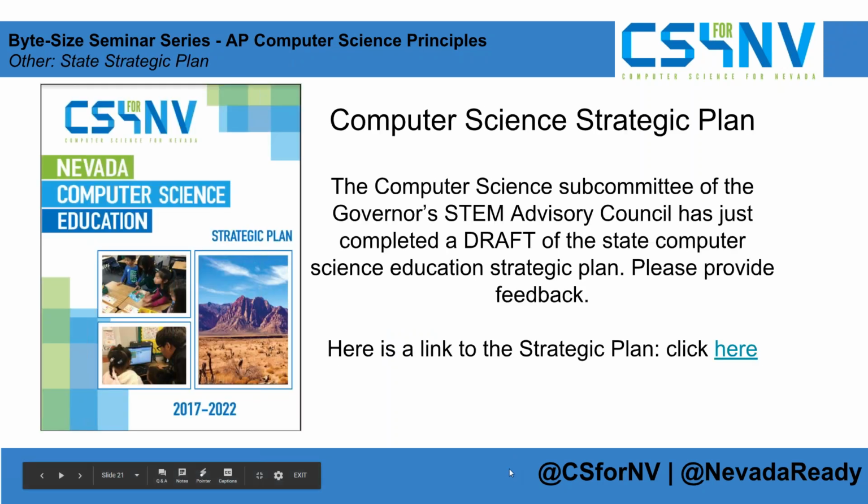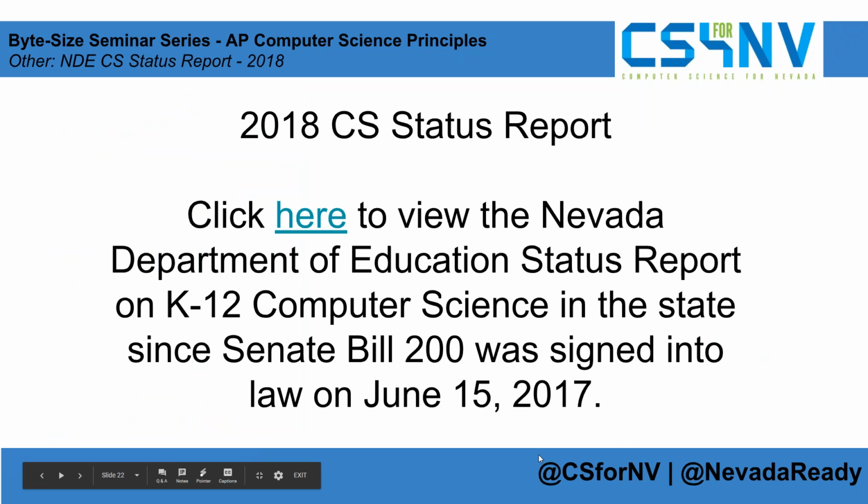We also have the Computer Science State Strategic Plan. There's a link to that. It will help as you're building out your district, your school, your charter, your plan on how you want to implement computer science across the grade levels for your students. It will be helpful to see what the state has in mind, what their strategic plan is in the bigger picture. So this is available to you via that link as well.